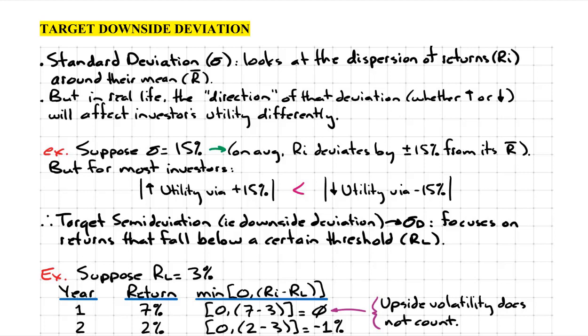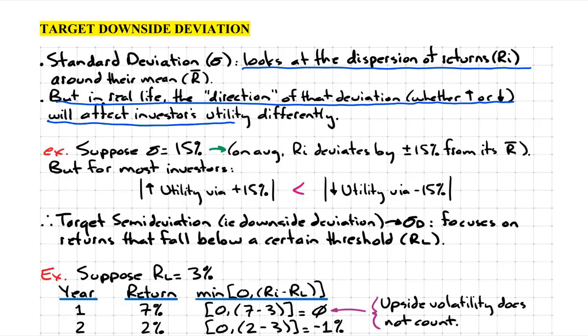Target downside deviation. Let's start off our discussion with standard deviation. The issue with standard deviation is that it looks at the dispersion of returns around their mean. But in reality, the direction of that deviation, whether it is above the mean or below the mean, will affect the investor's utility differently.